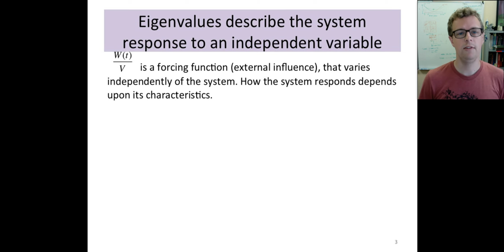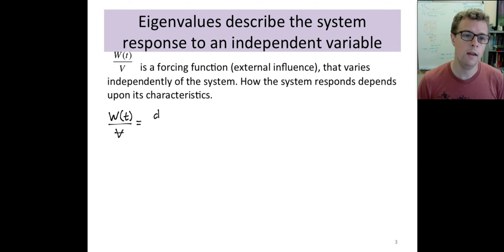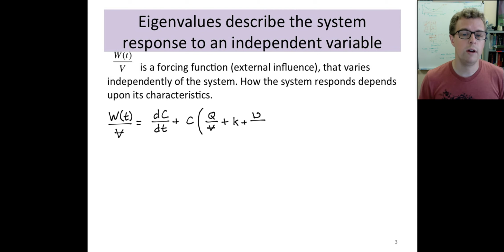We can describe the system in what we call an eigenvalue. An eigenvalue is a characteristic value that describes the system. It tells us something about how the system itself responds due to its characteristics, but independent of what the loading might be. And so we can rearrange the equation from the previous slide to look like this.